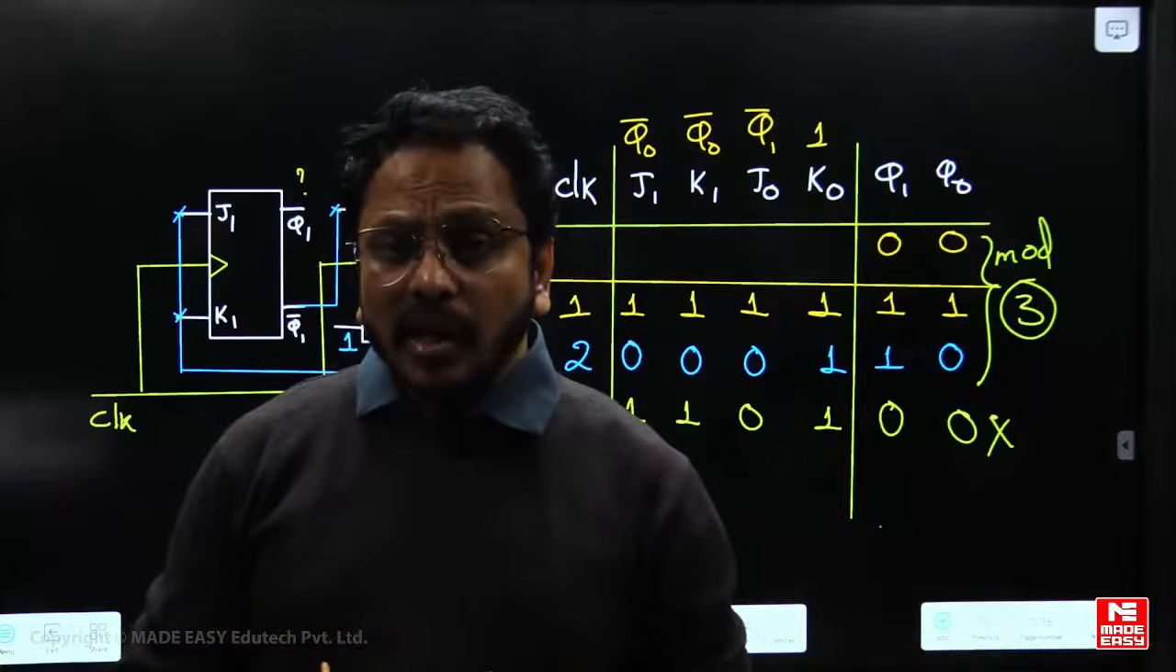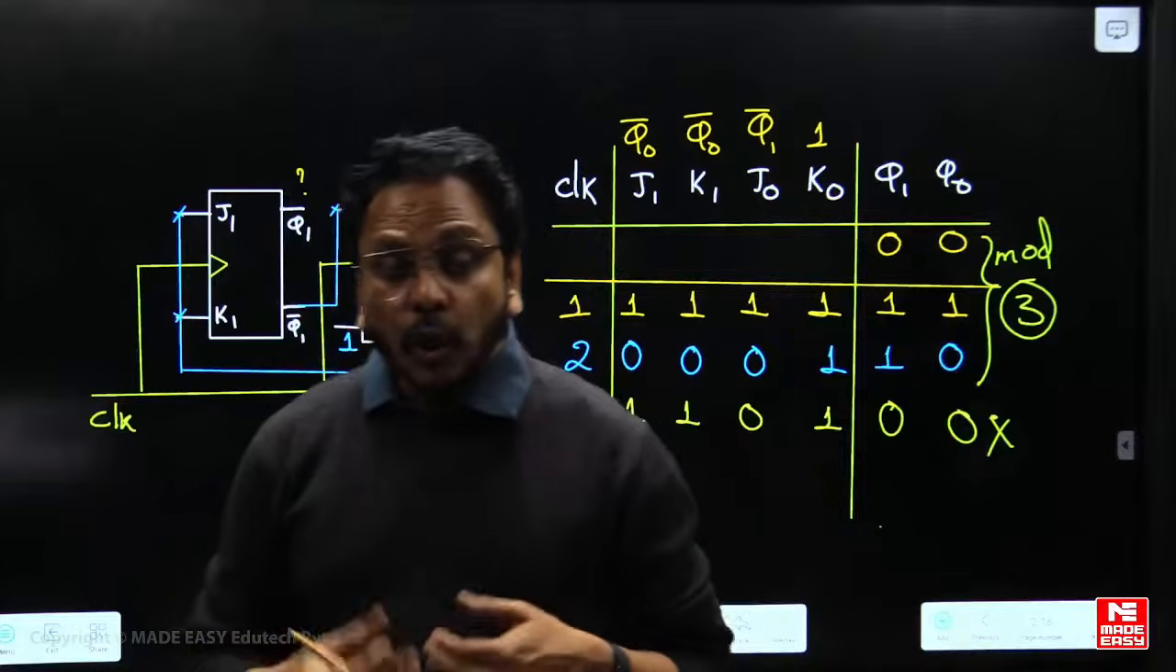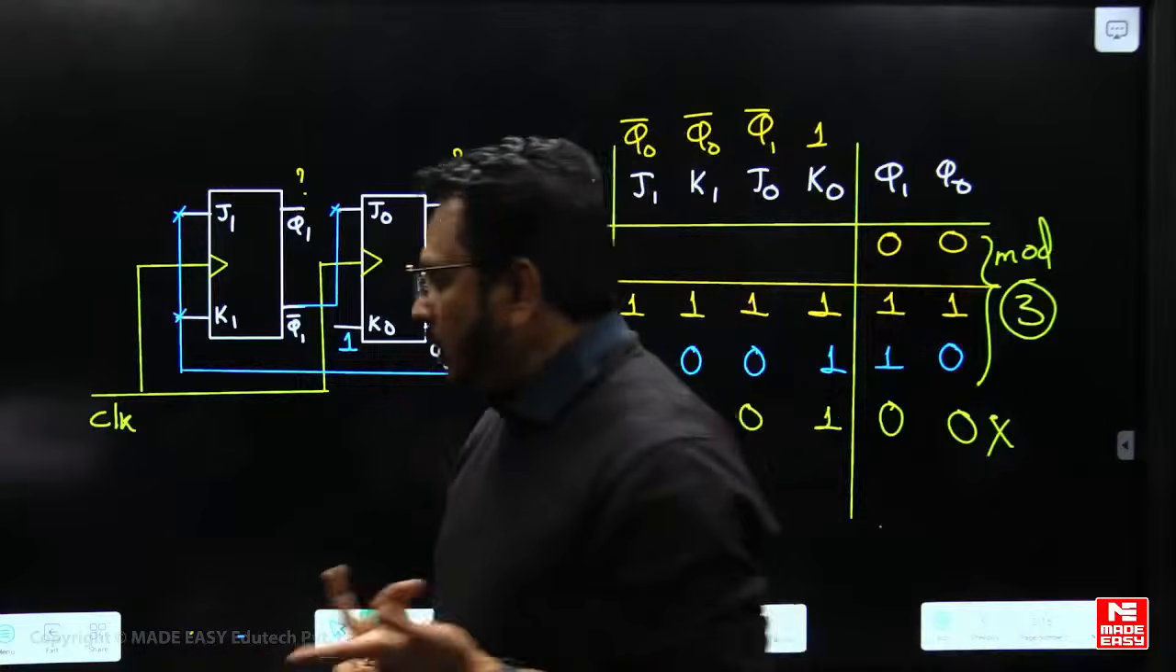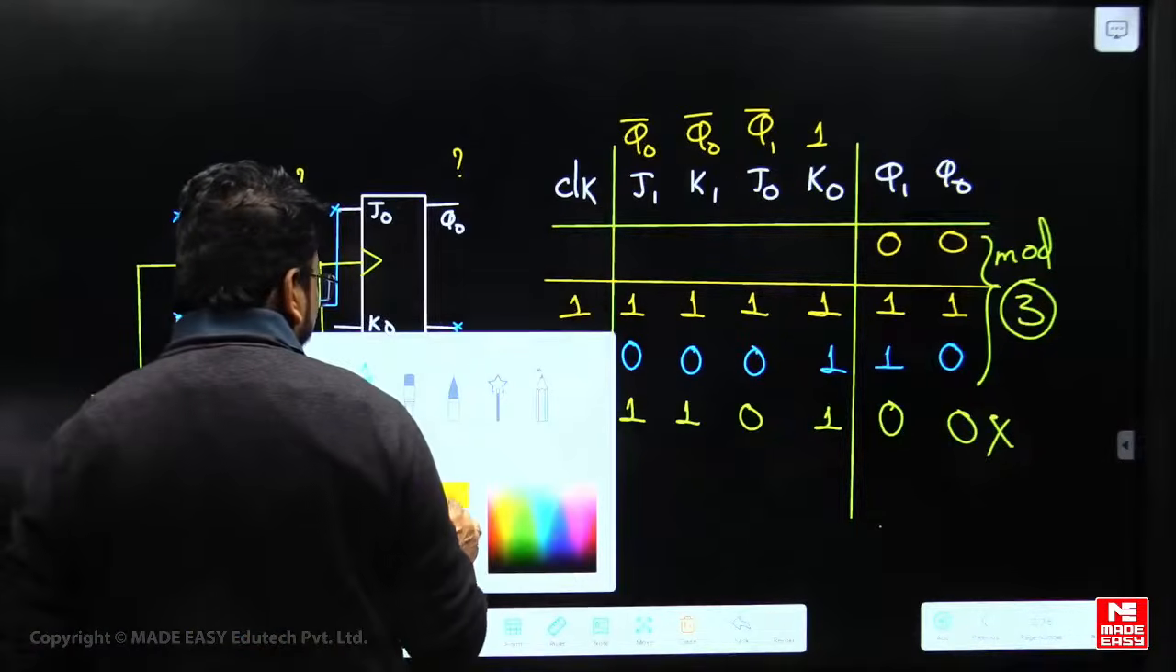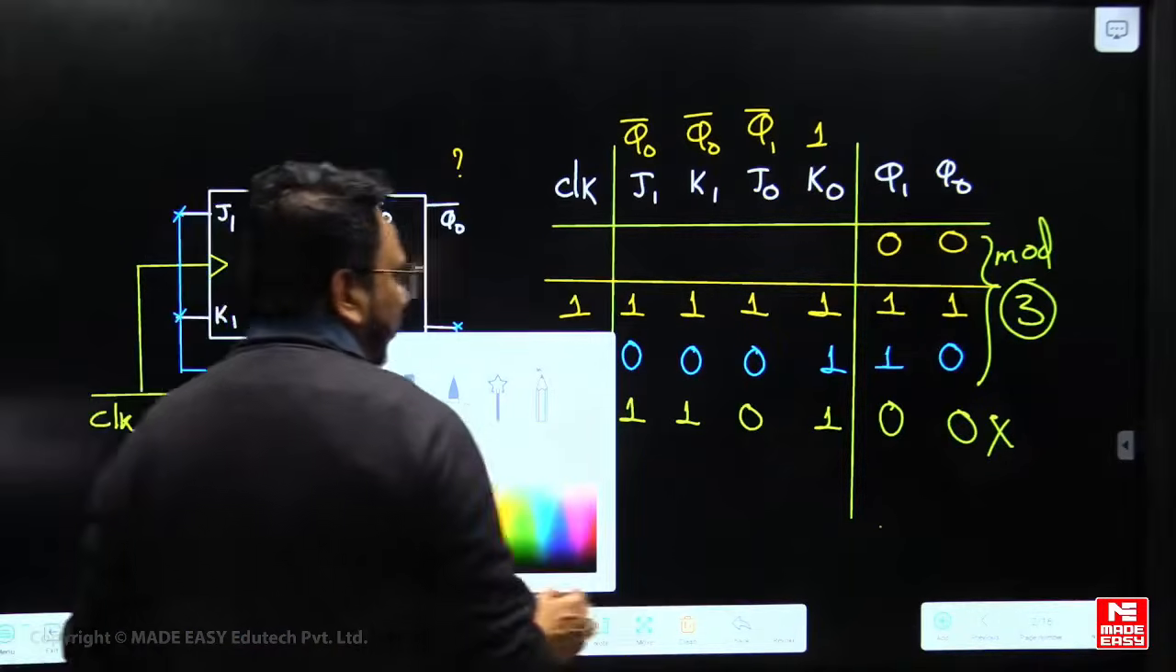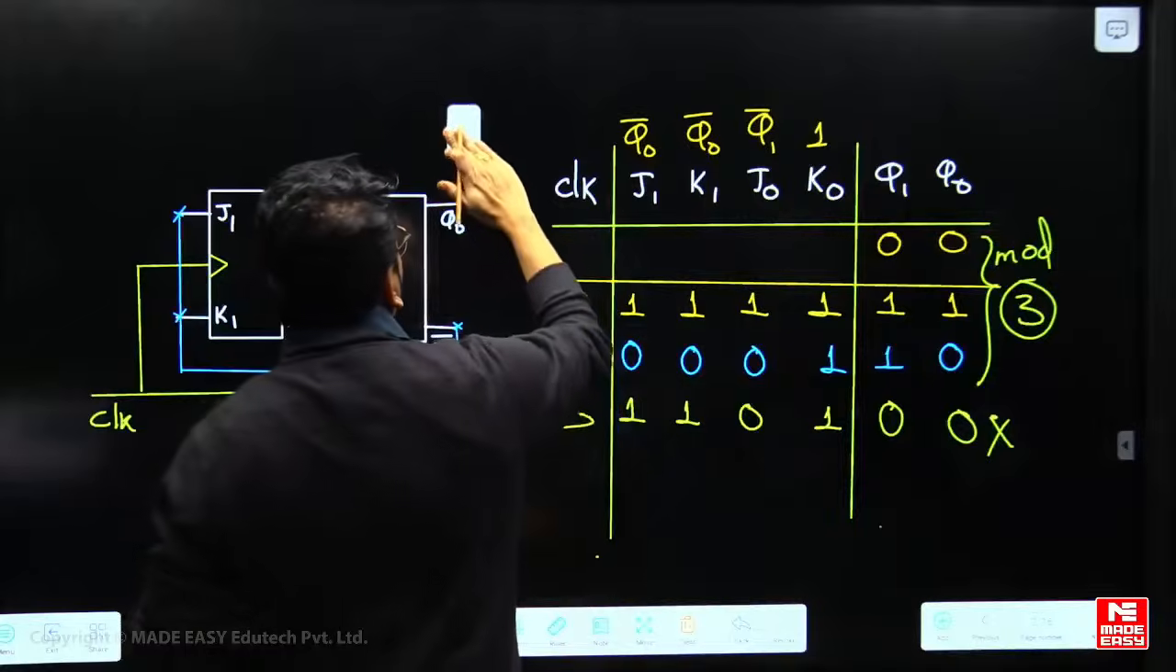Now in the case of counters, they sometimes ask for the duty cycle also. Duty cycle in the sense of how to make it; observe this one carefully. For example, at Q0 they asked for the duty cycle.